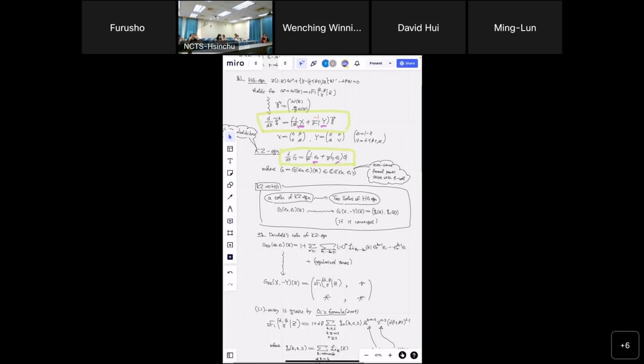But you have to be careful. You have to check the convergence. You have to verify the convergence. And that's what I did. I see. Okay. Then I also have a question.